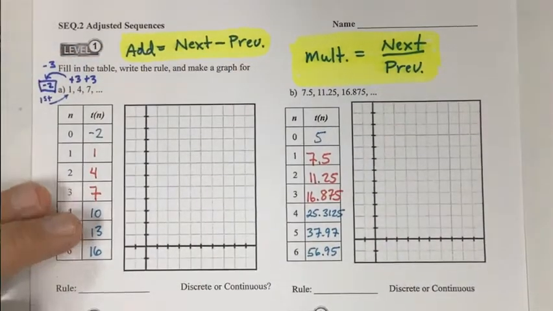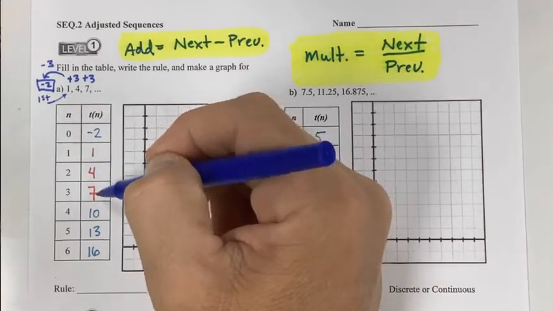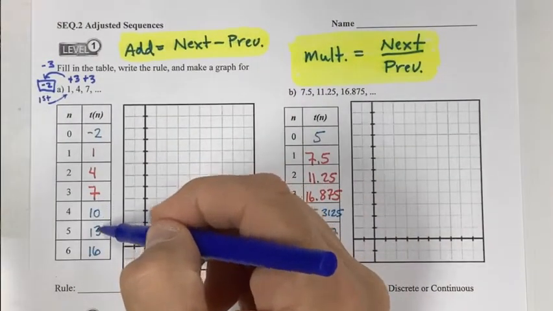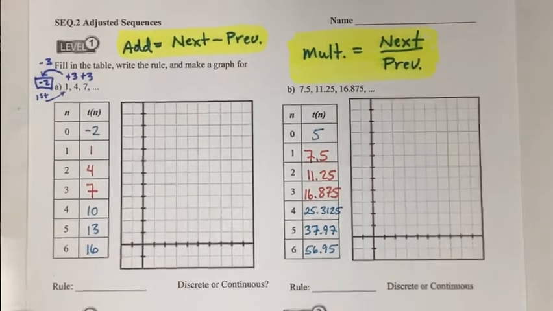So now you're ready to start building the table. Hopefully you already did this. You got negative 2, 1, 4, 7, and then you got to start adding 3 some more times to get 10, 13, 16. Now the next catch is, when we graph sequences, they are what we call discrete graphs.